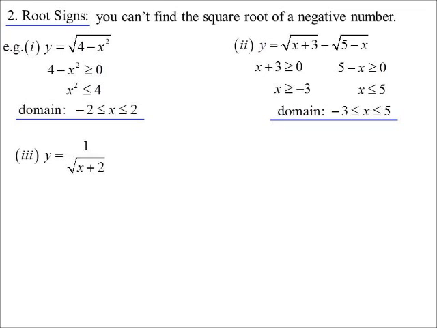Combine the two ideas. Okay, I've got the bottom of the fraction telling me I've got the square root of x plus 2. Well, the square root of x plus 2 must be greater than or equal to 0, but it's on the bottom of the fraction, so it can't equal 0. So this one would simply be x plus 2 is greater than 0, because it can't equal 0. And that gives me the domain of x is greater than negative 2.